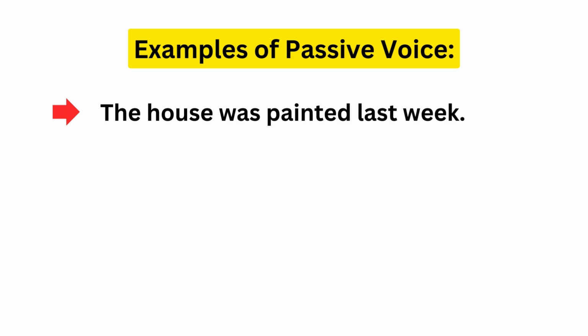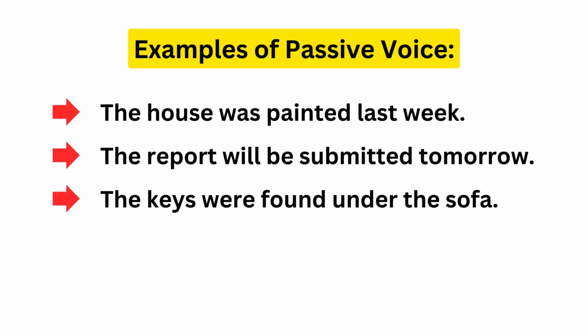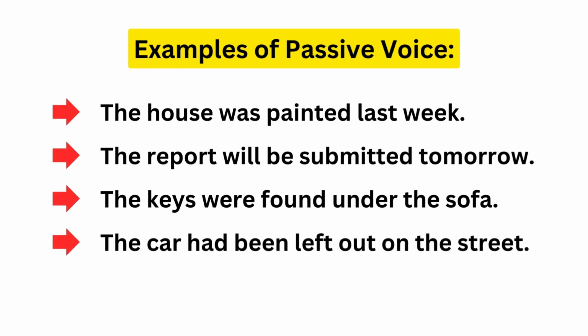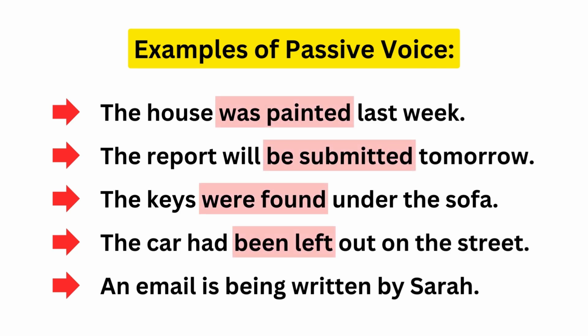The house was painted last week. The report will be submitted tomorrow. The keys were found under the sofa. The car had been left out on the street. An email is being written by Sarah. As you see, the be verb is always followed by the past participle.